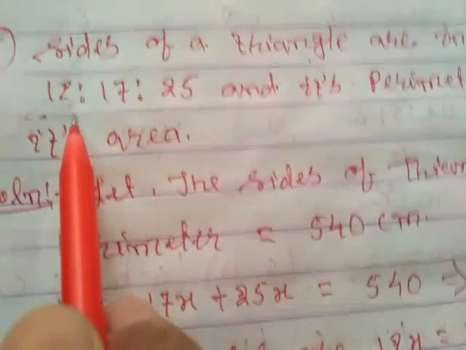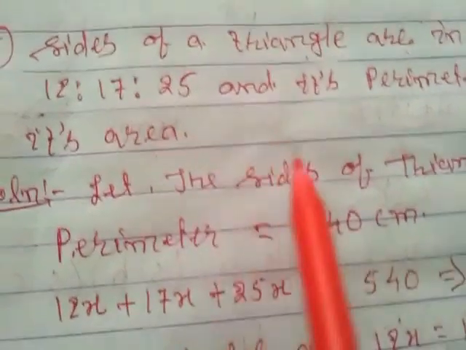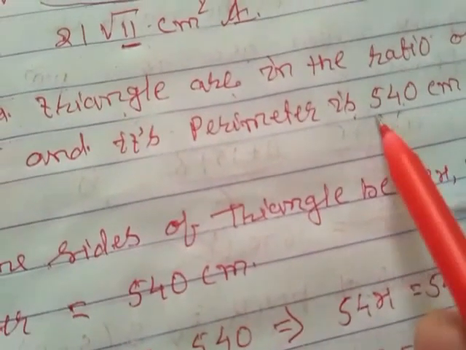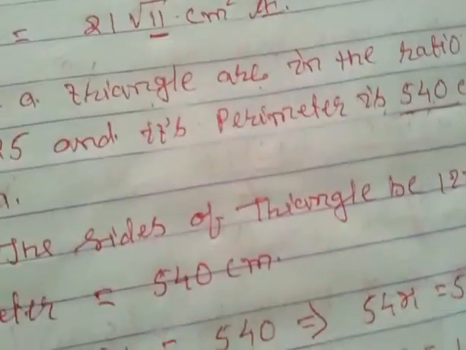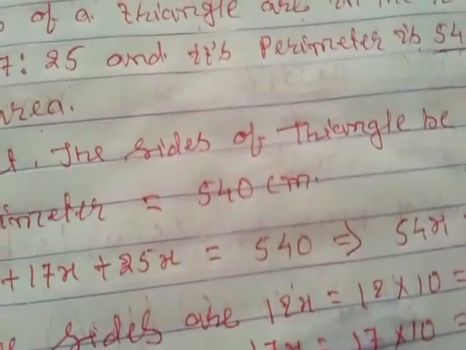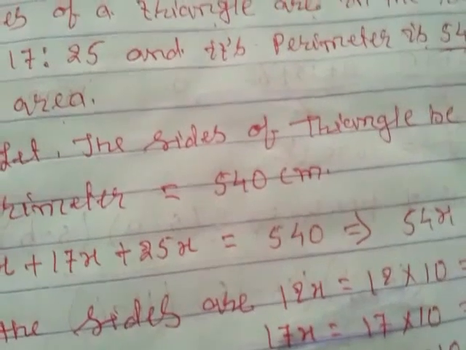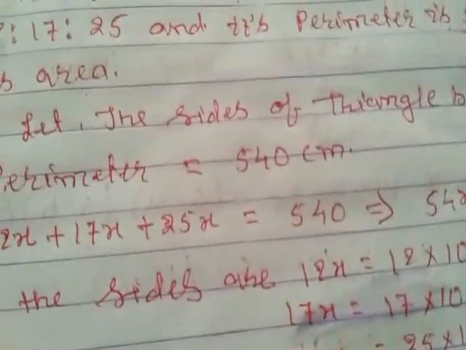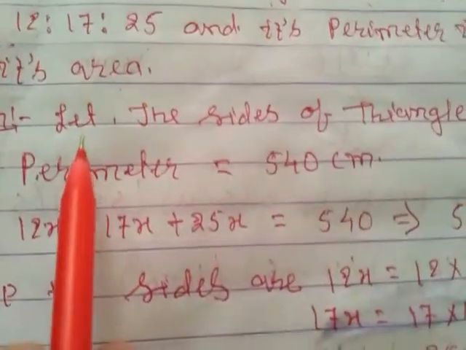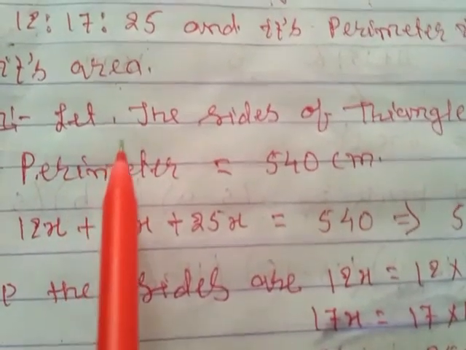Since the sides of the triangle are given in ratio, let the sides of the triangle be multiples of x, that is 12x, 17x and 25x. We have the perimeter equal to 540 centimeter. So perimeter equals the sum of all three sides, that is 12x plus 17x plus 25x, and that is equal to the perimeter 540.